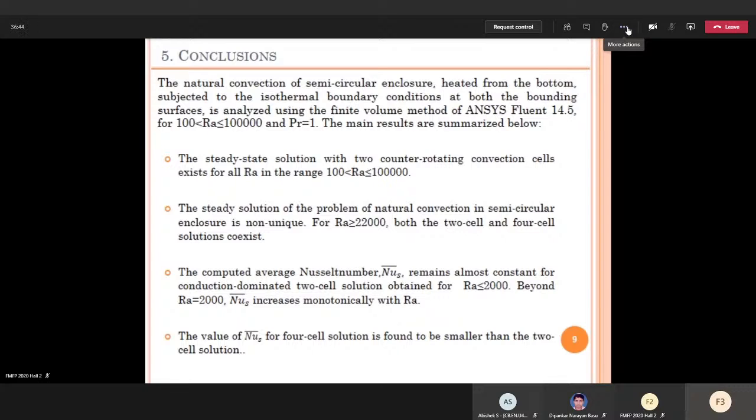And from the graph of the average Nusselt number, it has been noted that the Nusselt number always increases with the increase of Rayleigh number. It has been noted that for very small values of Rayleigh number, for the 2-cell solution, the Nusselt number remains almost constant. The last one: the average Nusselt number for the 4-cell solution is found to be smaller than the corresponding value of the 2-cell solution.